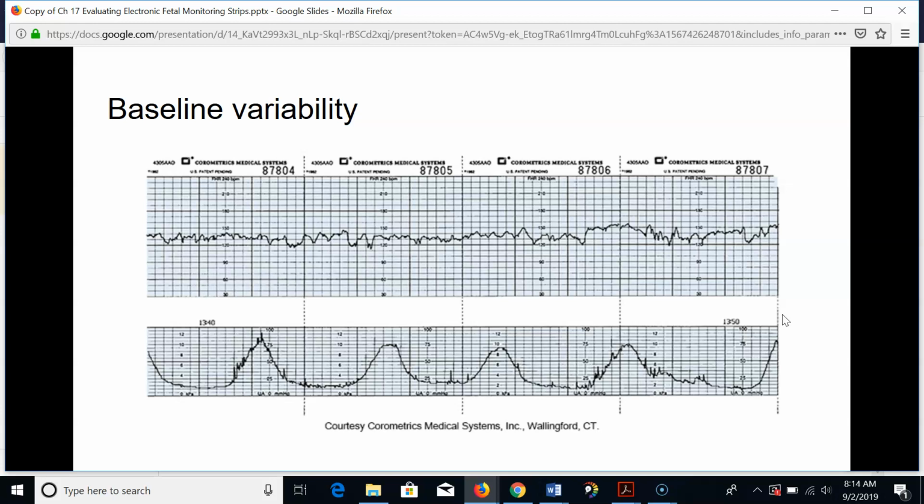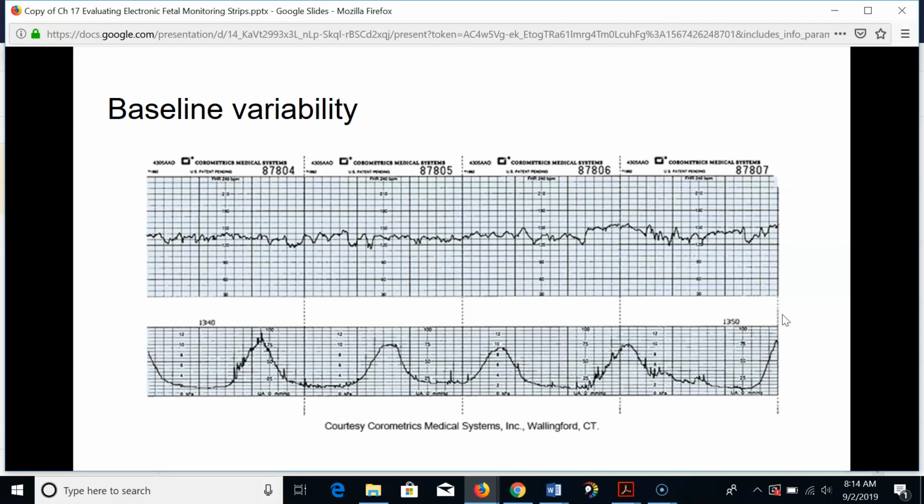The next term is minimal variability. This is a fluctuation of 5 or less beats. Figure 17.7a shows that minimal variability. The baseline in that strip is 150, and you can see it barely veers away from 150. This baby could be sleeping, mom could have received some pain meds, or baby could be compromised as well. Your book lists other things that can affect the variability.